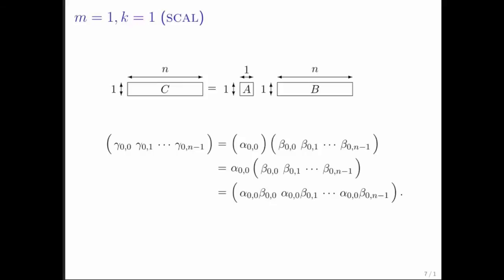A typical entry in matrix C, which is now a row vector, is computed as the corresponding row inner product with the corresponding column of B. But if you look at that corresponding column of B, all that happens is that you take that scalar that is matrix A times the entry in B. So this is very much like a scalar times a vector, except that the vector happens to be a row vector.